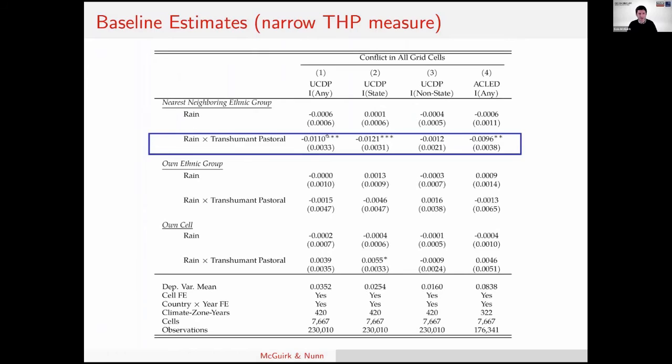So here's our main result. Here's rainfall in the nearest neighboring ethnic group, how that affects conflict in the cell. And here's rainfall times the THP score in that nearest neighboring ethnic group. So we see a large negative effect on all types of conflict, on conflicts involving the state, no effect on conflict not involving the state, and a strong effect again when we use ACLED data.